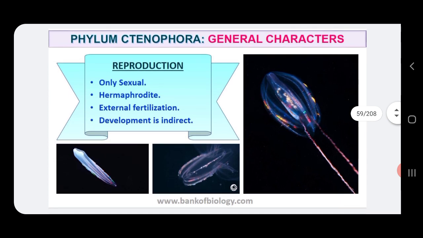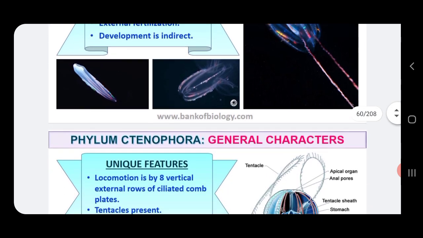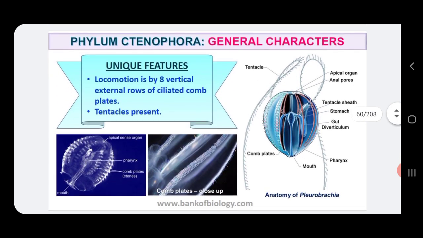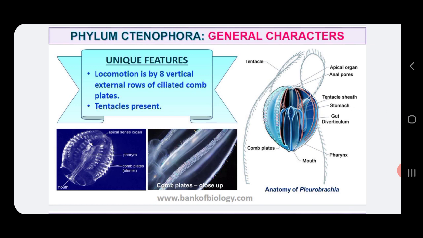Then coming to reproduction, here sexes are not separate, that is they are hermaphrodites. Both the sexes are present in the single individual, so they are called hermaphrodite. And reproduction, as I already told you, is only by sexual means, and the fertilization is external, with indirect development. So development is indirect.